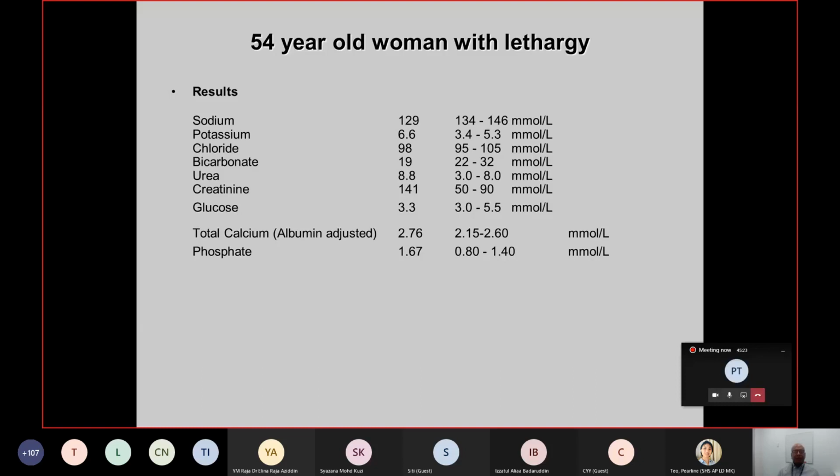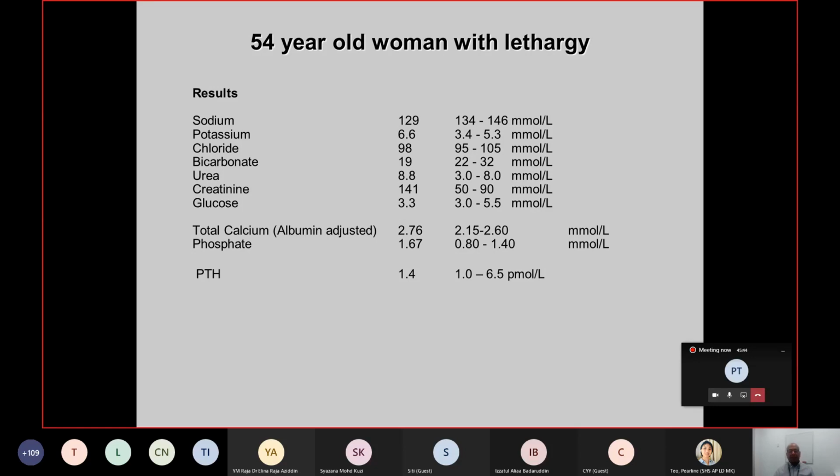Next patient, a 54-year-old female presenting with lethargy. She has hyponatremia and high potassium, slightly raised urea and creatinine. Again, the patient has got hypercalcemia.